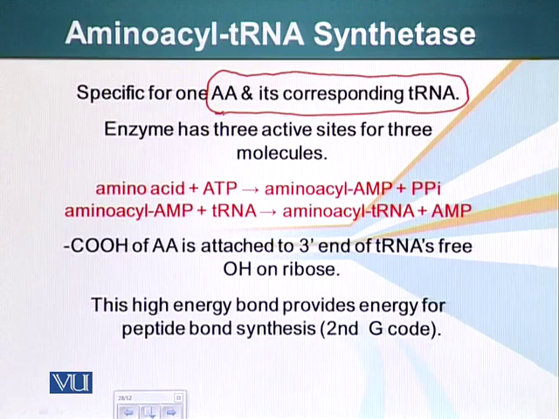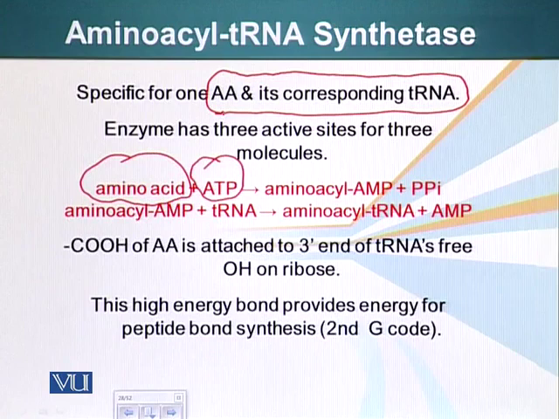So the enzyme has 3 active sites for 3 molecules. It binds the amino acid, a specific amino acid. It will bind an ATP molecule. We know what that is. And it will catalyze this reaction in which a pyrophosphate molecule is released, which we know releases a huge amount of energy. And here an amino acid and AMP bond is formed. This is a very high energy bond, and this ultimately will be transferred to the tRNA in the second phase.